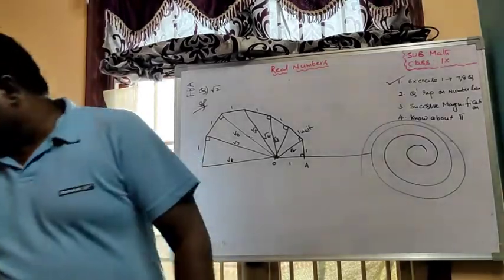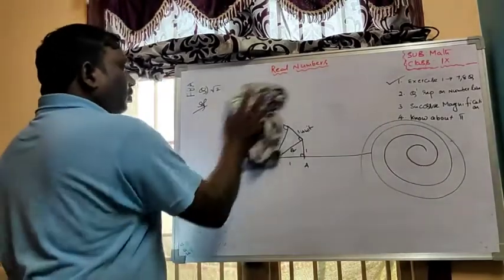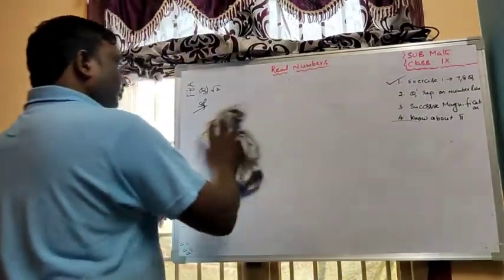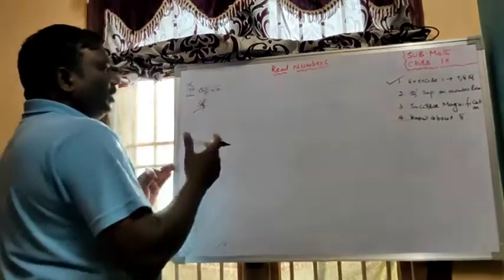Okay. So now, how to find root 5 on the number line? Root 2 we saw already.